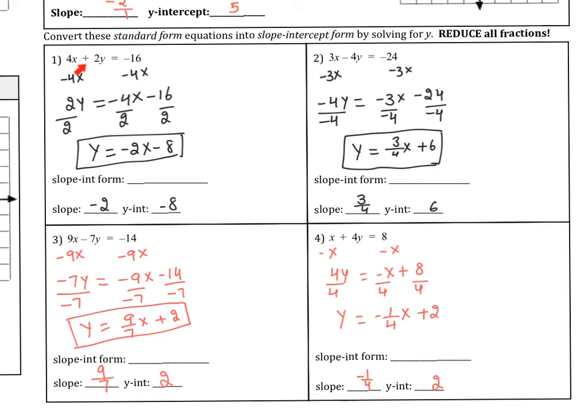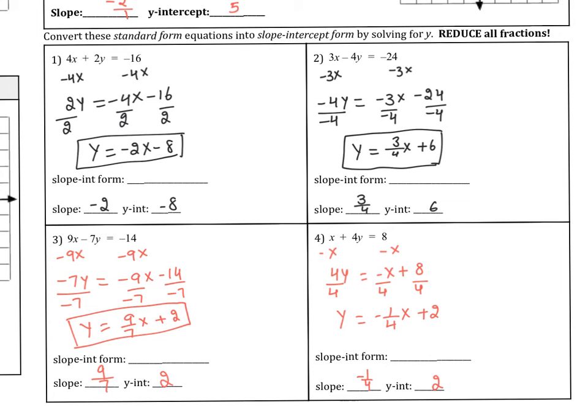For question number 1, you're going to isolate y, so subtract 4x on both sides. 2y equals negative 4x minus 16. And then you're going to remove the 2, so you're going to divide each term by 2. So 2 and 2 cancel, y by itself. 4 divided by 2 is negative 2x. 16 divided by 2 is 8. So y equals negative 2x minus 8. Slope is negative 2 and y-intercept is negative 8.